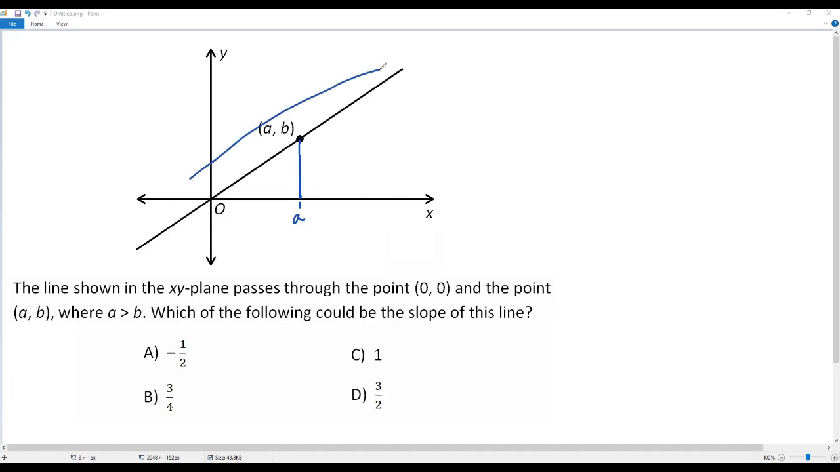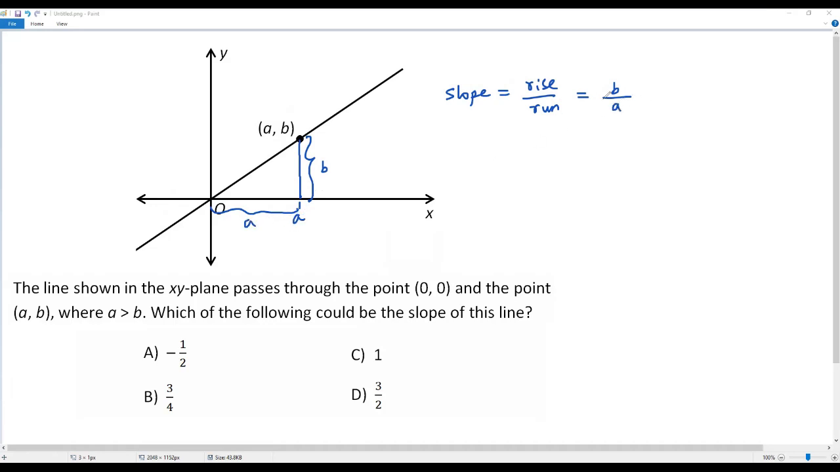Now we can get the slope of this line using the formula rise over run, that is, slope equals rise over run. To get the rise, we have to consider the length of the vertical line segment. It is given by the y coordinate of the point, that is b. Okay, rise is b, and the run is given by the length of the horizontal line segment, that is given by this value a.